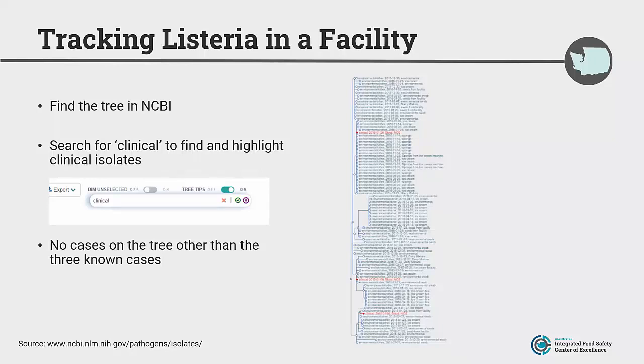The 3 red isolates I just found by searching for clinical as the isolate type, and immediately 3 cases pop out. Those are the 3 cases that we knew about, and we can see that there's only 3 clinical on this giant tree, and that gives us good confidence that we haven't seen any other clinical matches to this strain that was in the facility. Now, it doesn't rule out that there could be a new or different strain in a facility, but it does give you a way to track over time known strains.